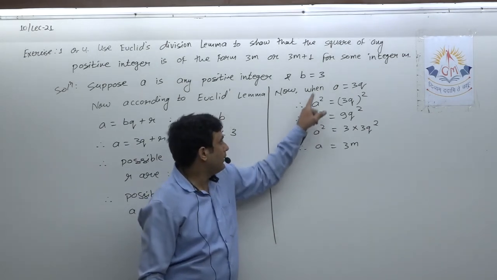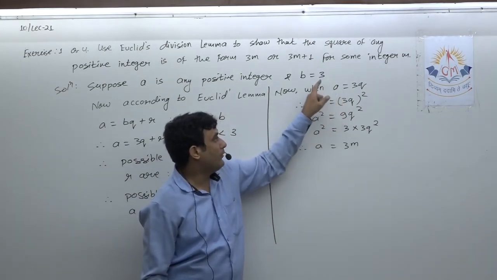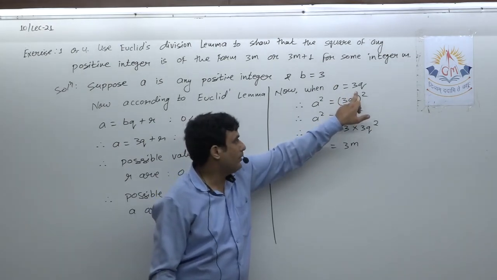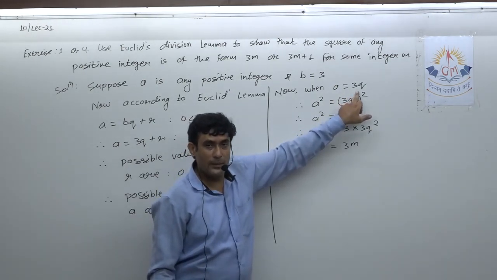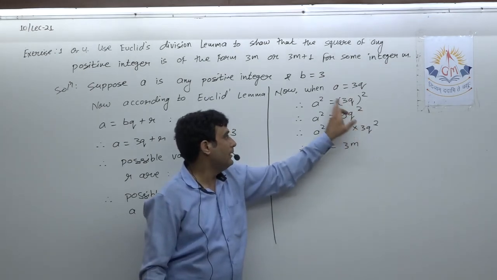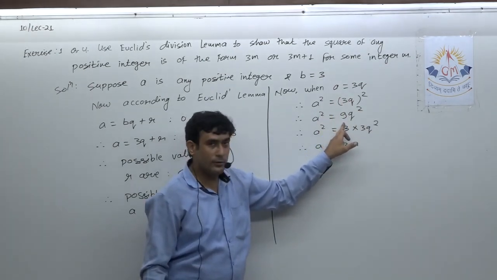What is required to prove is that if you make the square of any integer. Now this 3q represents the integer. This does not represent even or odd. Sometimes it represents even, sometimes it represents odd. So simply we can say 3q always represents an integer. Now if you make it square, here I got 9q square.